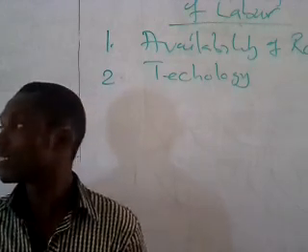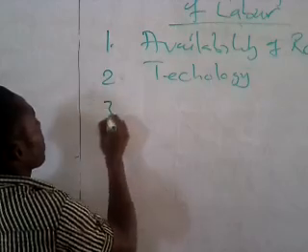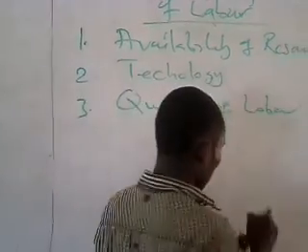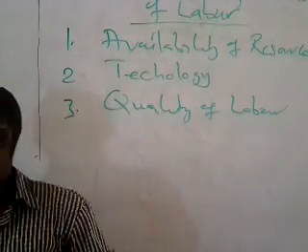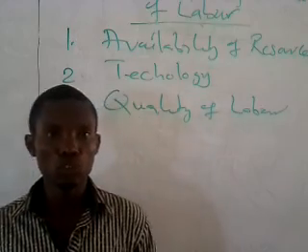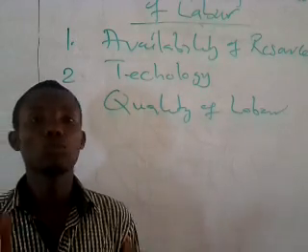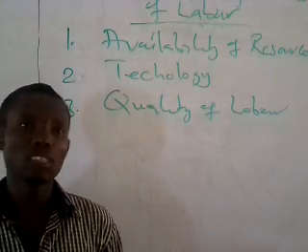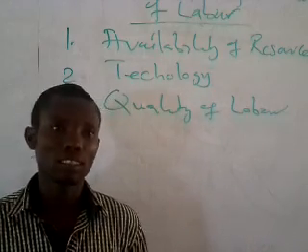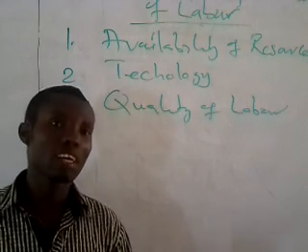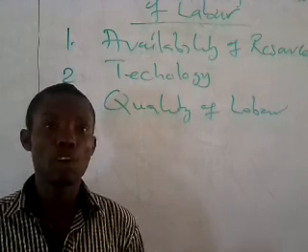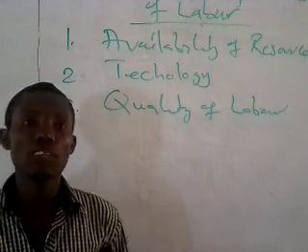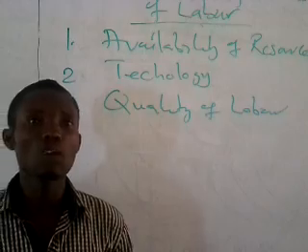The next one is quality and quantity of labor. So quality of labor. Labor refers to all human and mental effort that are used to produce goods and services. I mentioned that we have two types of labor, skilled labor and unskilled labor. Both skilled labor and unskilled labor help to increase production. But if labor is not skilled, productivity will be low. But if labor is skilled, labor is going to be efficient, and this will increase productivity.